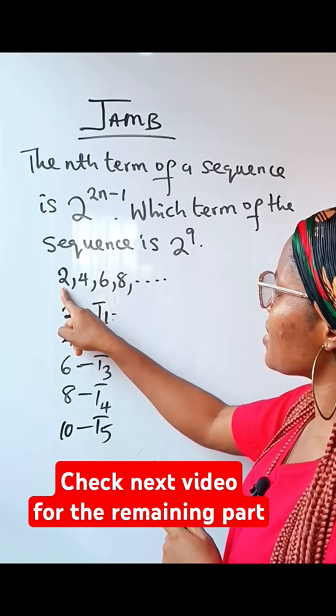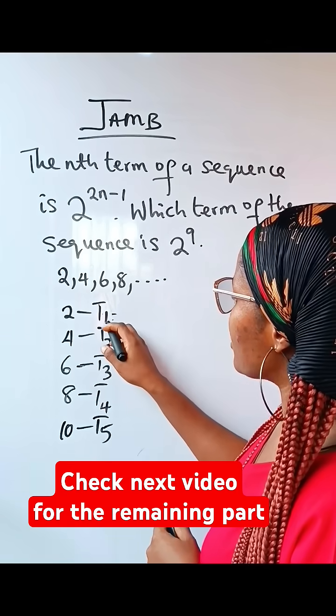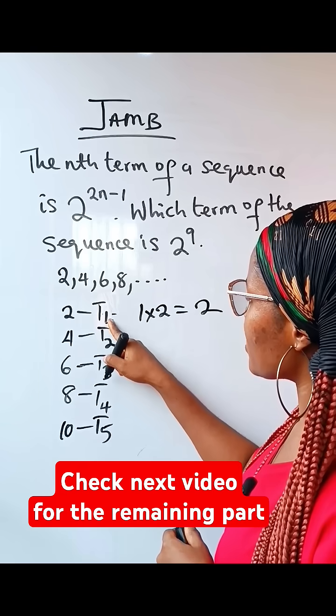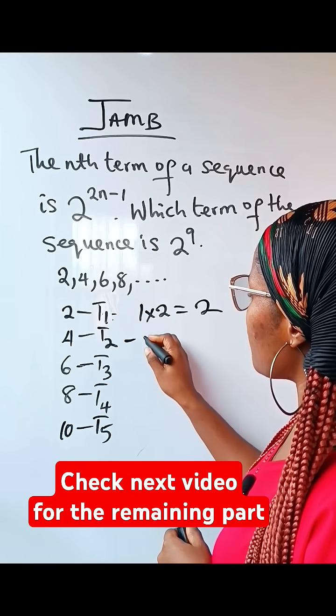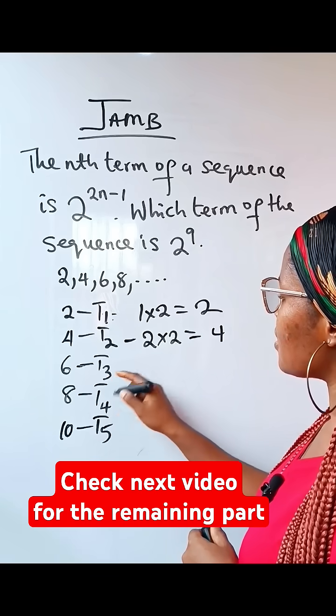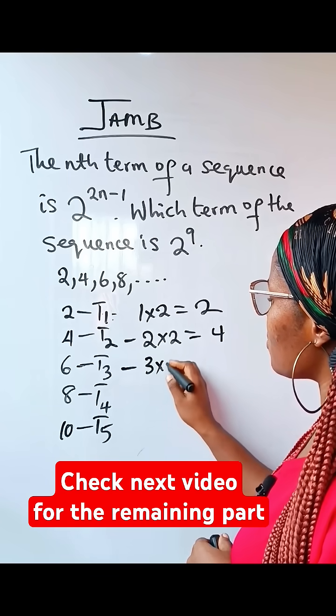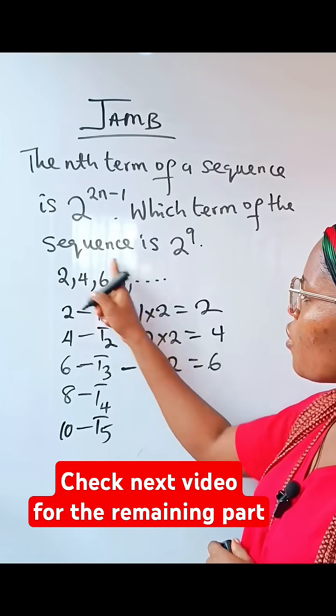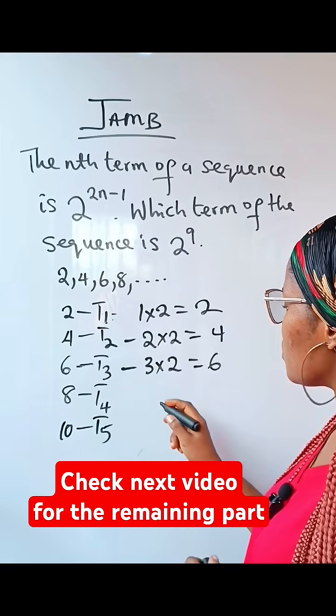Notice that this is the first term, T1. If I say 1 times 2, I'll get 2, which is the first term. Now, this is the second term. If I say 2 times 2, I'll get 4. Okay, this is the third term. If I say 3 times 2, I'll get 6, which is the third term. So that simply means that the formula to get any term of this is what?